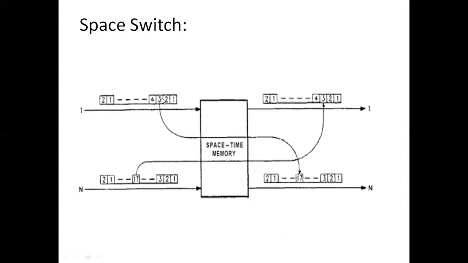In space switching, at a particular instant of time, you take a slot of a particular PCM channel and interchange or switch that slot into a different slot in any one of the outgoing PCM highways. This is the basic principle of operation behind the space switch.